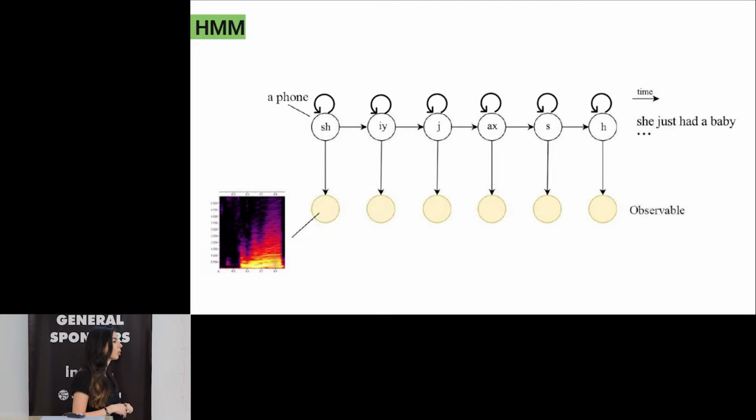We don't need to search the phone sequence one by one, otherwise the complexity will grow exponentially. In this modeling with HMMs, we can use algorithms like Viterbi to get the optimal sequence in polynomial time.